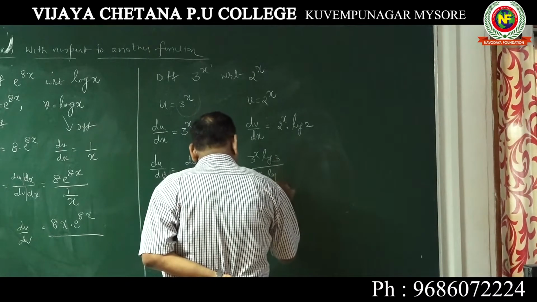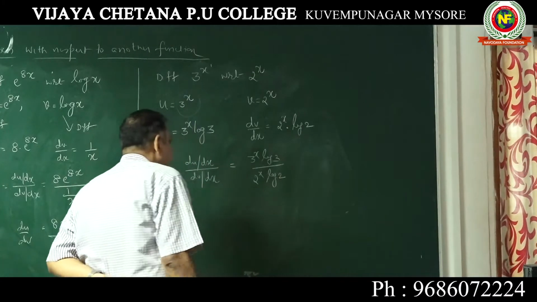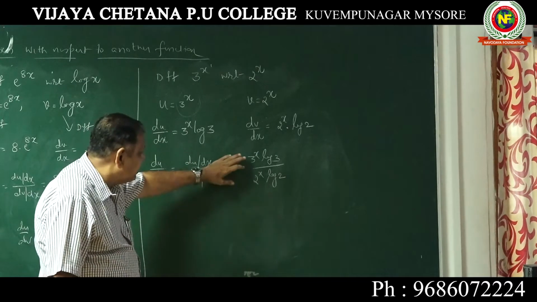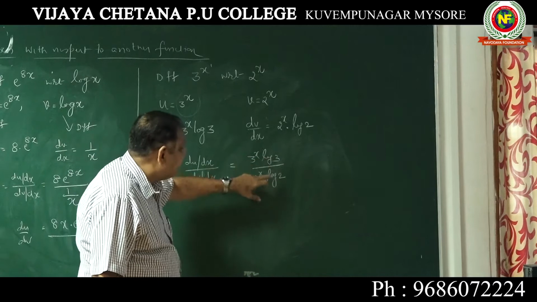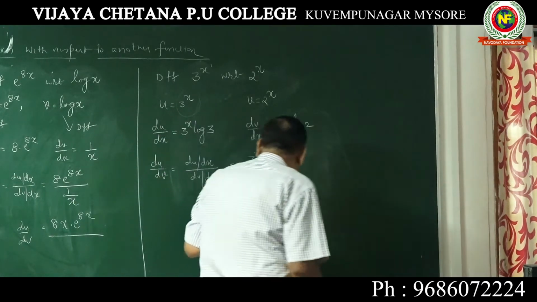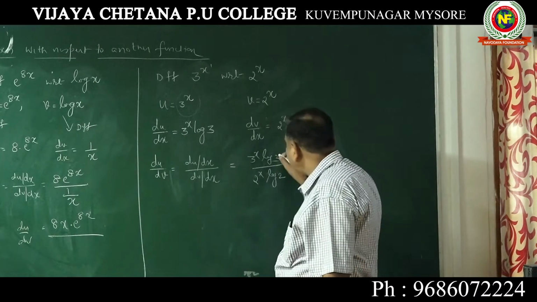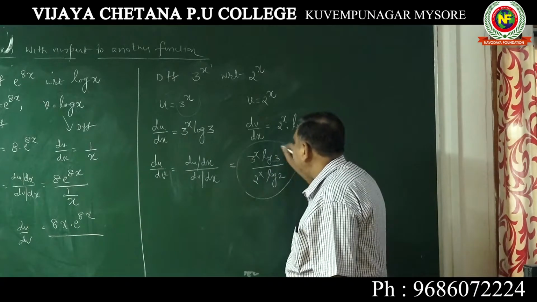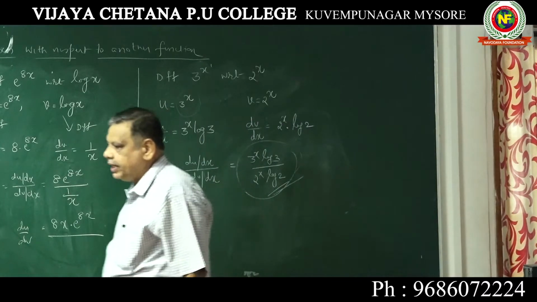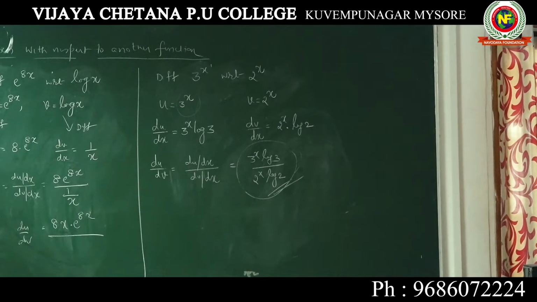Keep the answer as it is, don't show any extraordinary intelligence, because this is log m by log n, there is no formula. Log of m by n there is a formula, log m minus log n. Here log m by log n there is no formula. Keep the answer 3 power x log 3 by 2 power x log 2, no further simplification.